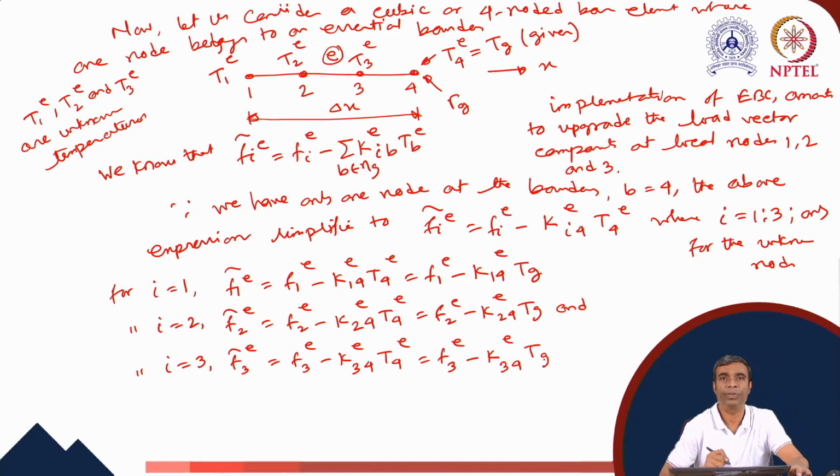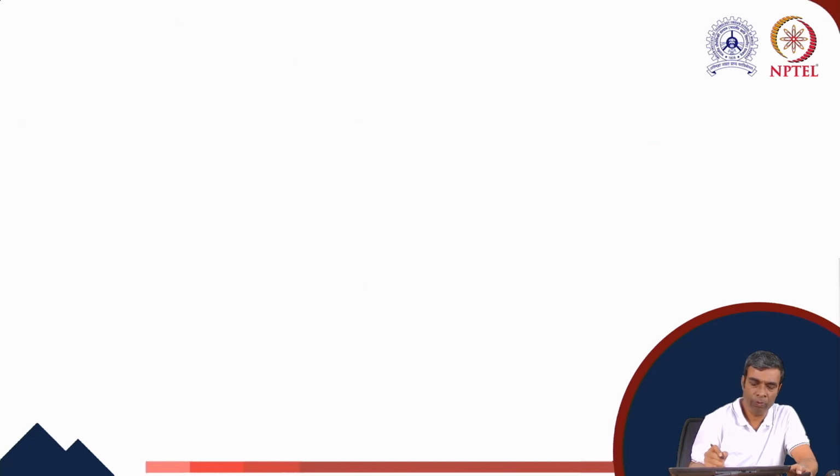So we have illustrated the implementation of the essential boundary conditions in one dimension and in two dimensions. In one dimension, we have considered the two-noded bar element, and also a four-noded or cubic bar element. In two dimensions, we have considered linear triangular as well as bilinear quadrilateral elements. We have derived a generalized formula for implementation of the boundary conditions. Now we illustrate the implementation of the natural boundary conditions.